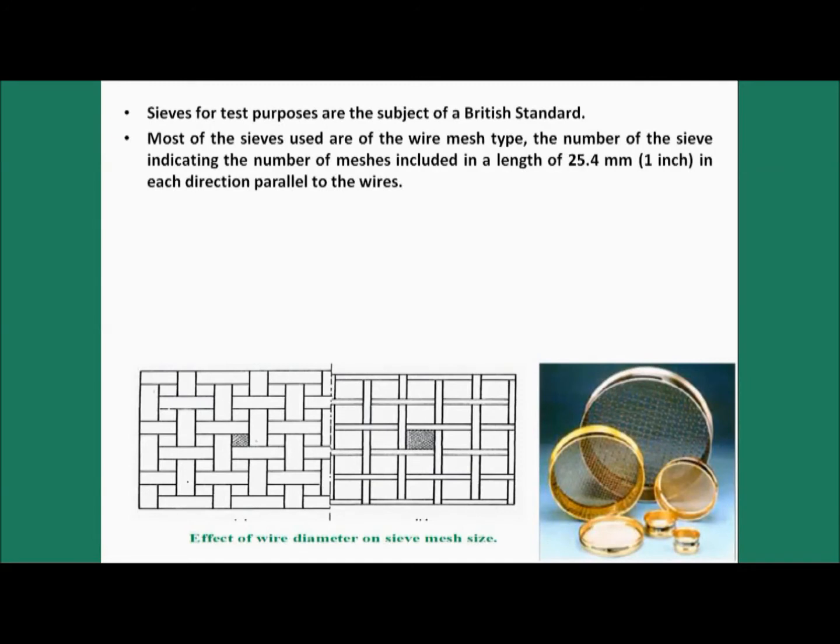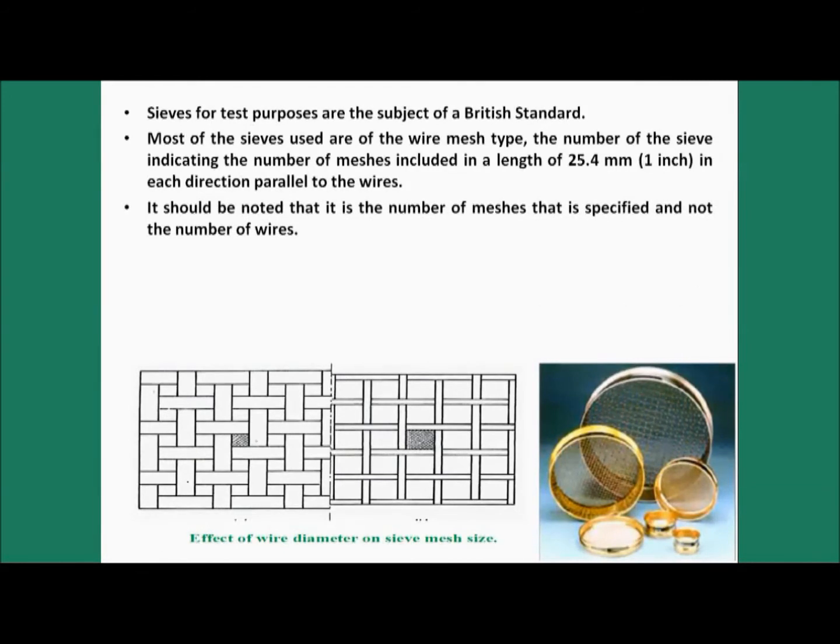So the number of the sieve, as I have already discussed, sieve number 10, sieve number 22. The number of the sieve indicates the number of meshes included in 1 inch. Suppose here in 1 inch, from here to here, how many meshes are there? If there are 10 meshes, then it will have a sieve number of 10. So the number of meshes per inch will determine the sieve number, right?